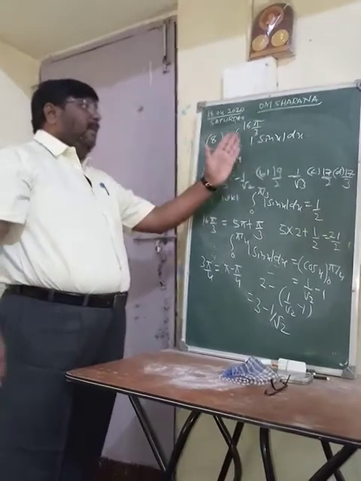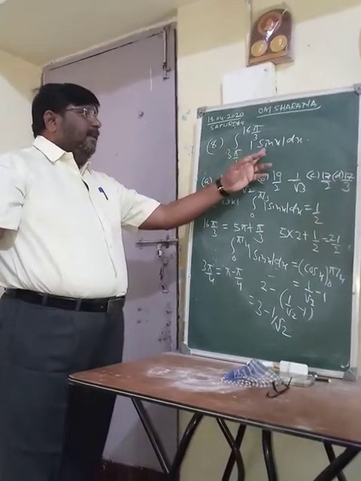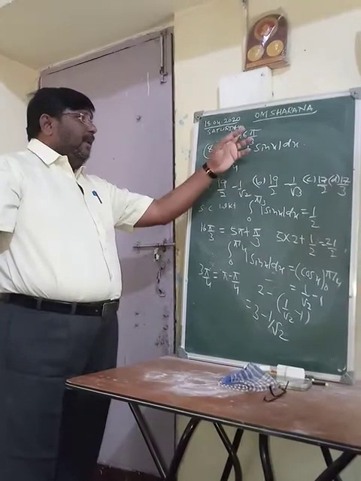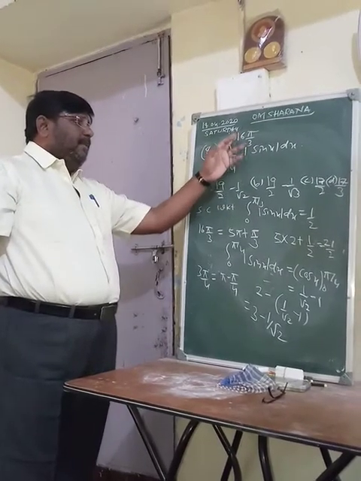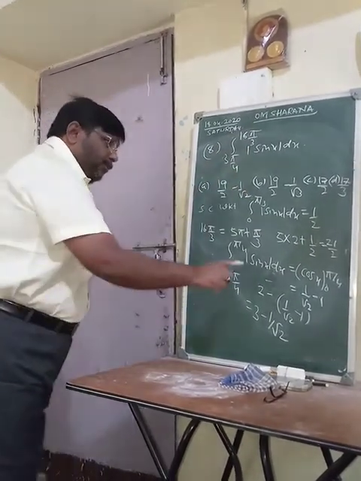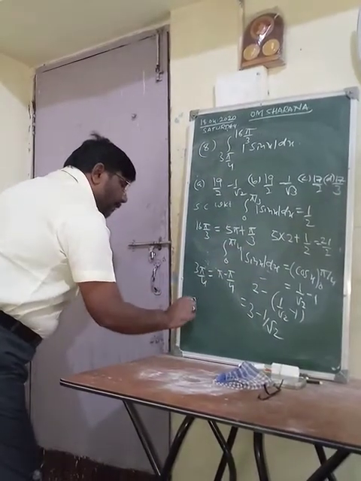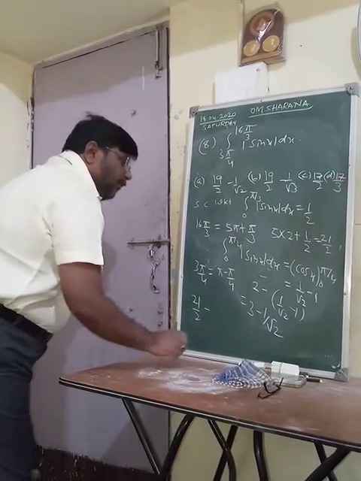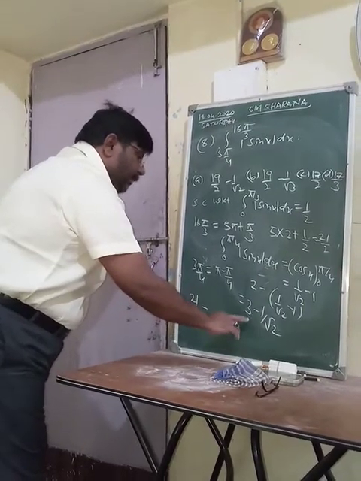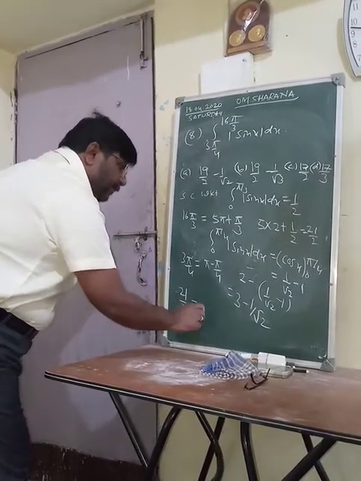After integrating, we take the integrand's upper limit minus lower limit. These two we have to subtract. For the upper limit we have got this one, 21 by 2, minus, for the lower limit we have got this value, it is 3.